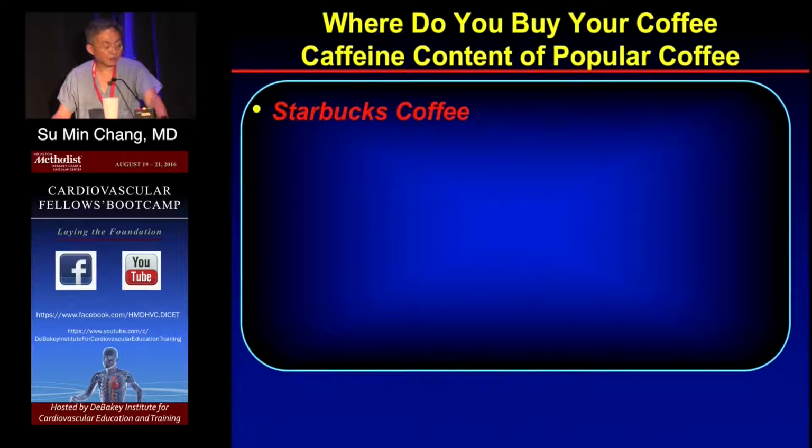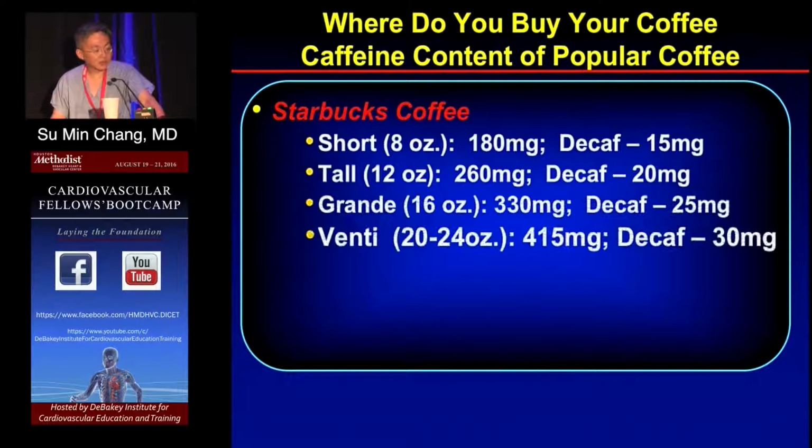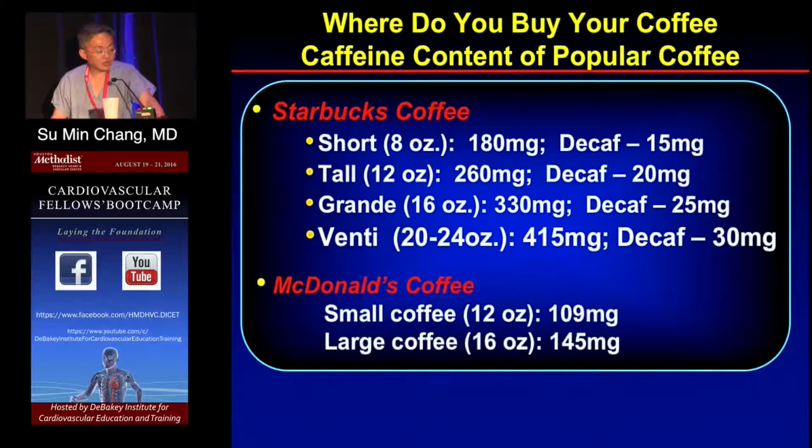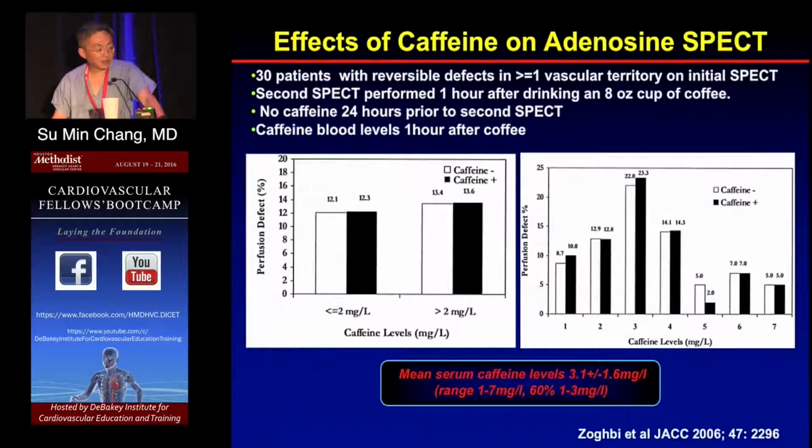Okay, so this is probably the most important slide. How much caffeine is in each major vendor's product, okay? And how is that important? There's a study done by Dr. Zogby, not Dr. Zogby here in Methodist, but in Alabama. So basically, they did a very smart, very slick study.